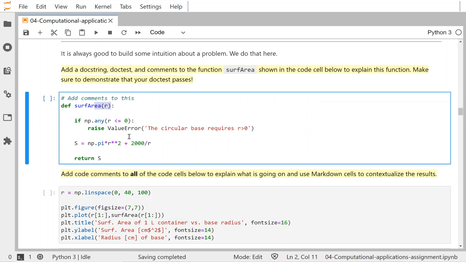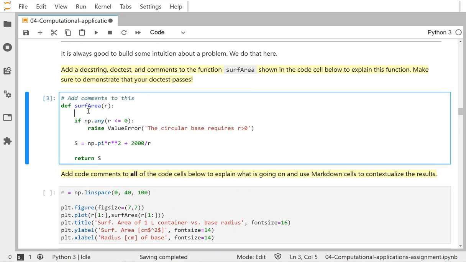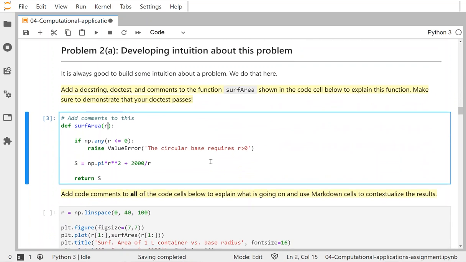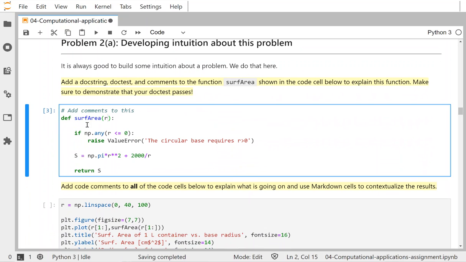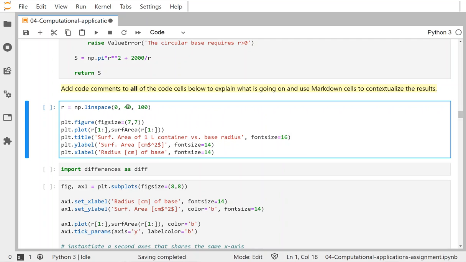So you will need to create your own code cells after this in order to show that your doctest passed. But this code is effectively written for you. The only thing that's missing are comments. There's not too many lines of code here, and a docstring that explains what this function is, what r is, and some doctest. You can use this formula in this narrative, hopefully, to write a reasonable docstring, doctest, and some comments to explain what's going on. Now, you need to add code comments to all of the code cells below to explain what is going on and use markdown cells to contextualize the results. So here, R is set from 0 to 40, and I use 100 points.